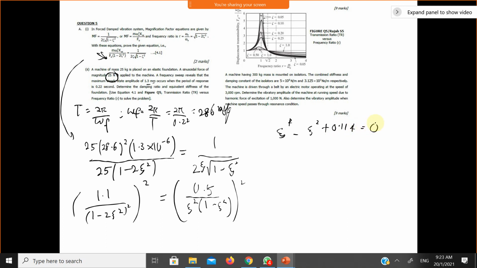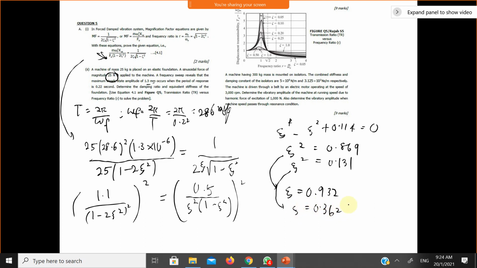So simplify that one, then we will get two answers, which is zeta squared equals 0.869, and another zeta squared equals 0.131. Okay, and simplify again. From here we will get zeta would be 0.932, another zeta is 0.362. Okay, now we get two answers.